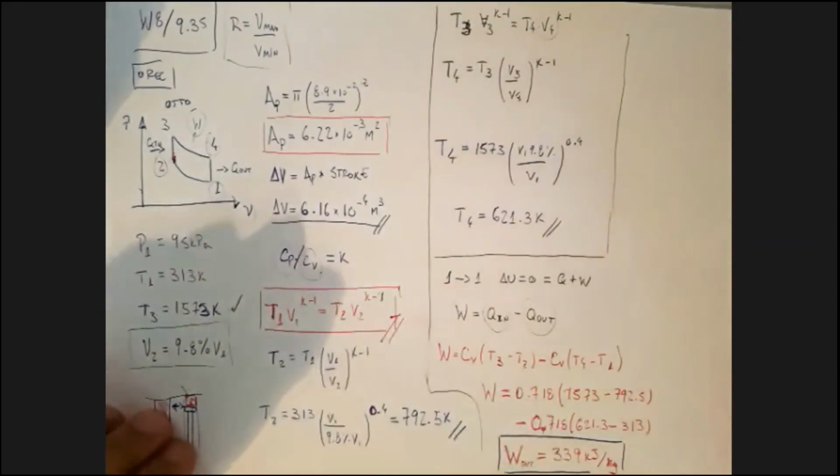All right, so new page. We had that the work output was 339 kilojoules per kilogram, and this is for one cycle, right? For one cycle. Okay, so now let's find the mass.